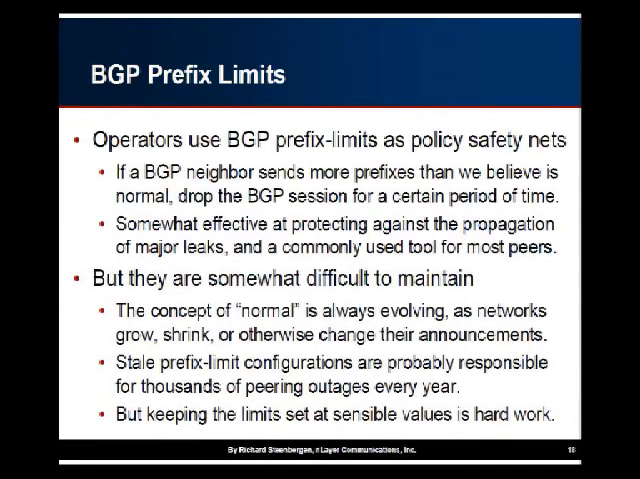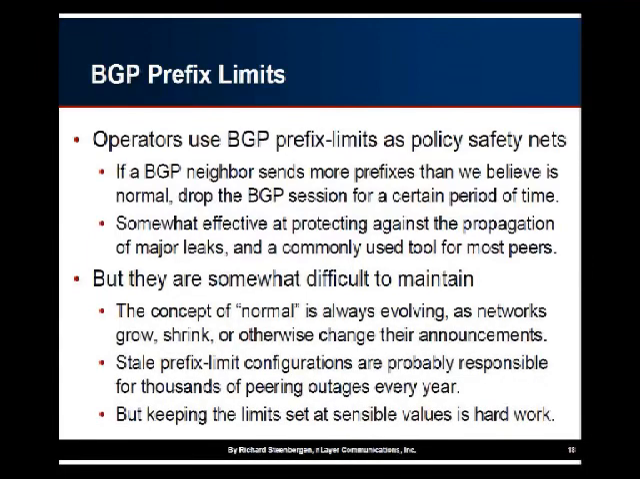The problem is it's pretty difficult to maintain. Networks change over time. They grow, they shrink, they add customers. And if you only touch your prefix limits when they break, they're going to break a lot. So you might have a peer that you haven't touched in a year, and then all of a sudden, over the course of a year of growth, it hits your limit, you trip, and you're down. And there's probably more outages caused by those collectively than there are prevented by prefix limits in the first place.